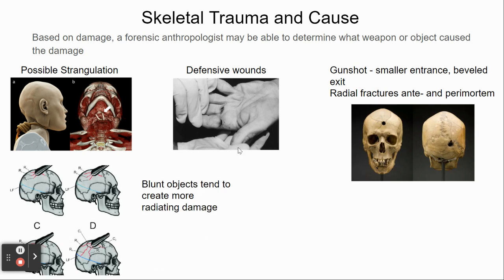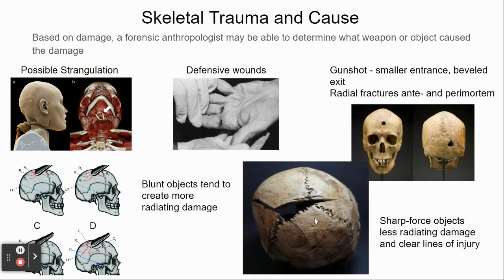Blunt force objects, lots of radiating damage as a result of that object colliding with the skull. And then sharp force, you don't get the radiating stuff because it's not crushing as much as it is cutting, right? So this individual was struck with some sharp edged weapon. Again, it could have been a sword, it could have been an axe, it could have been who knows what, right? Something that just simply fractured, cut this skull in that particular manner.